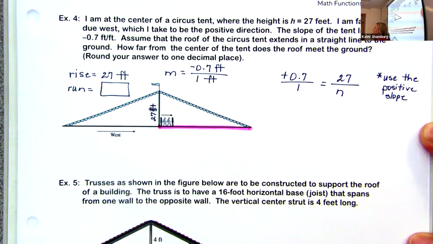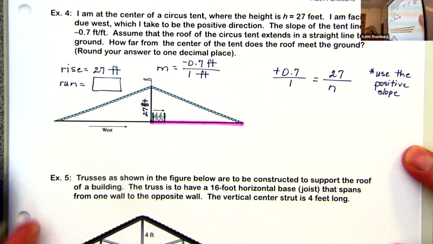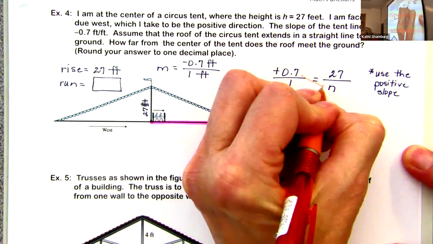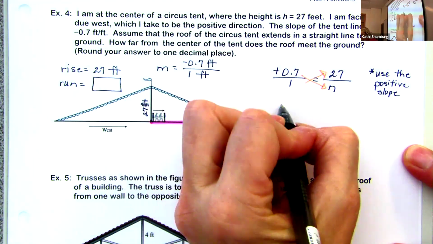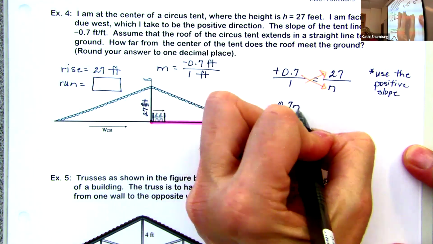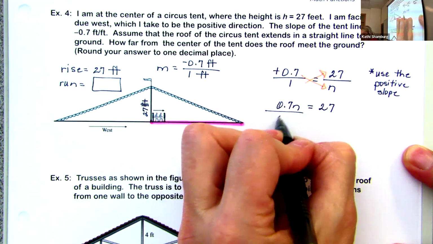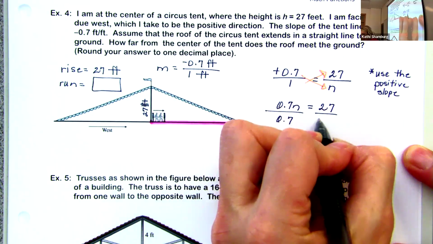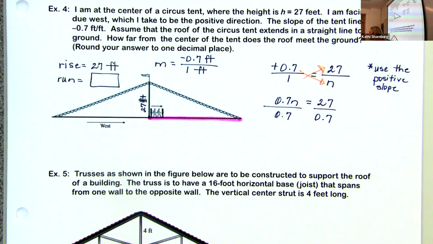So we're actually going to use the positive slope so we get a correct distance calculation. All right, so I'm going to cross multiply. So I get 0.7 times n is 0.7n, 1 times 27 is 27. Undo that multiplication by dividing. Now, I doubt this comes out to a whole number. Give me 1 decimal point, normal rounding rules.